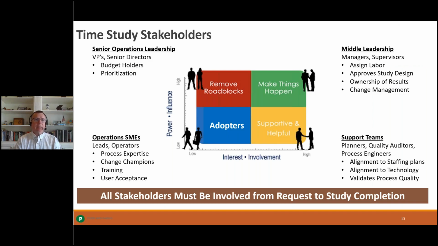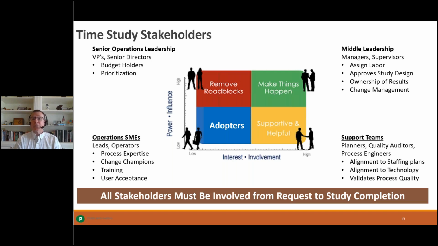As in any project, the first thing you need to do is to make sure that you engage with your stakeholders. We started off by doing time studies, engaging with the middle management and with the operator SMEs, and we got some very limited results. However, when we really started with the senior leadership and made sure that the areas that we were going to study aligned with their high-level priorities, it made all the difference in the world. Obviously, once you get the senior leadership support, getting middle leadership support is much easier.